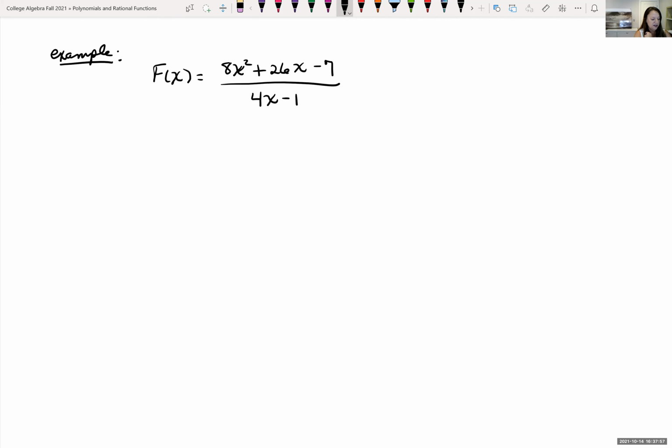Our next example is f of x equals 8x squared plus 26x minus 7, all divided by 4x minus 1. If we look at this, I could see if it factors. Let's look at 8x squared plus 26x minus 7 and see if that factors. 8 times negative 7 is negative 56. So I'm looking for something that multiplies to negative 56 and adds to positive 26.